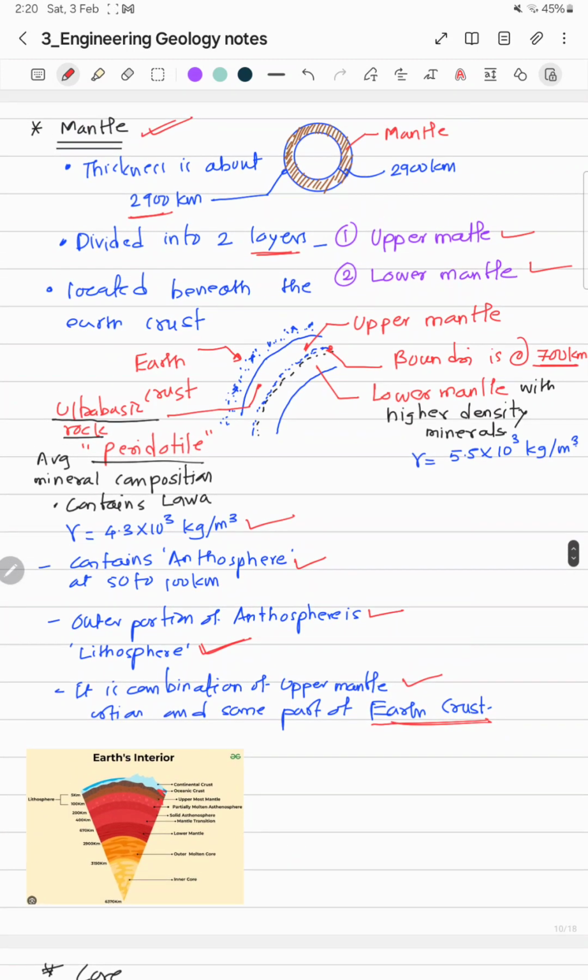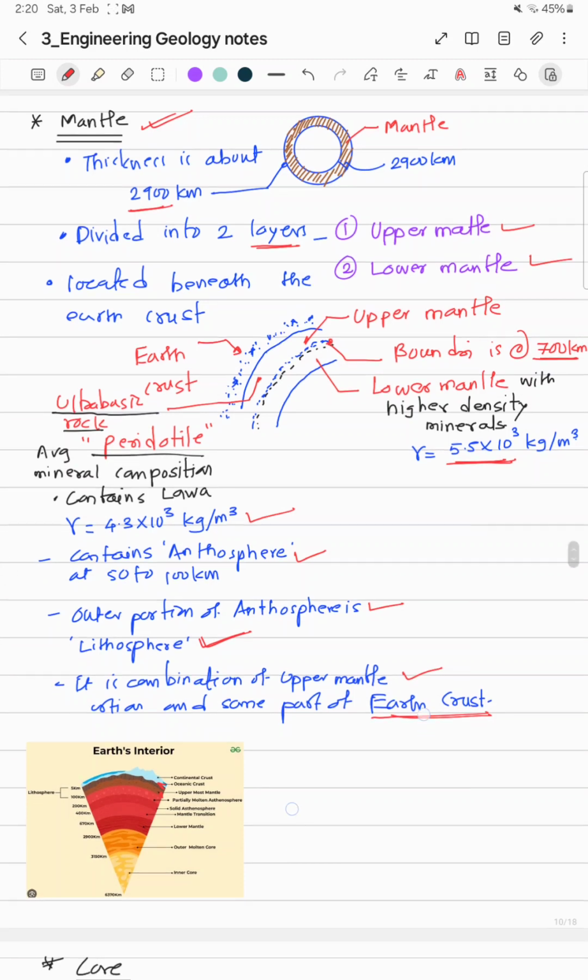The lower mantle is denser, having higher density minerals, with a density of 5.5 into 10 to the power 3 kg per meter cube, whereas for the upper mantle the density is 4.3 into 10 to the power 3 kg per meter cube.